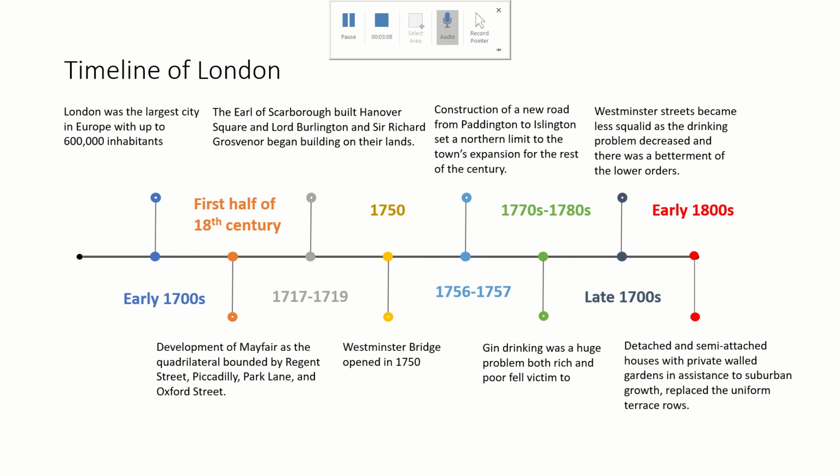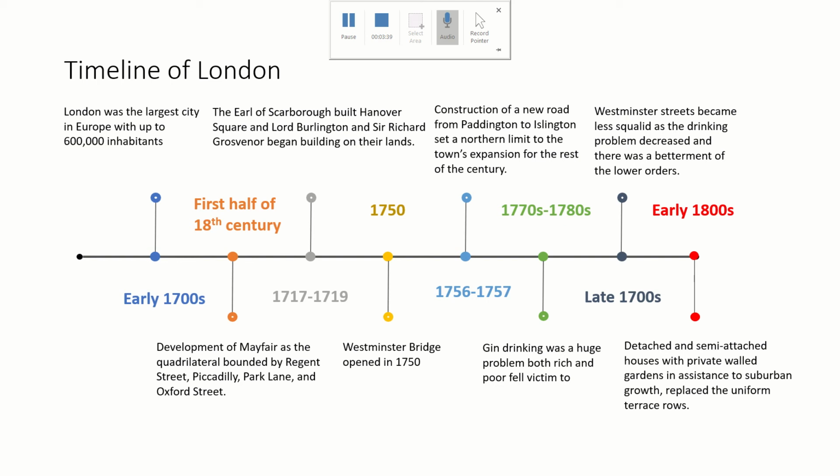Now, taking a look at what was going on in London specifically, we begin in the early 1700s, where London was the largest city in Europe with up to 600,000 inhabitants, and as was previously mentioned, will continue to grow in population exponentially. With that said, the first half of the 18th century included development of Mayfair as the quadrilateral bounded by Regent Street, Piccadilly, Park Lane, and Oxford Street.